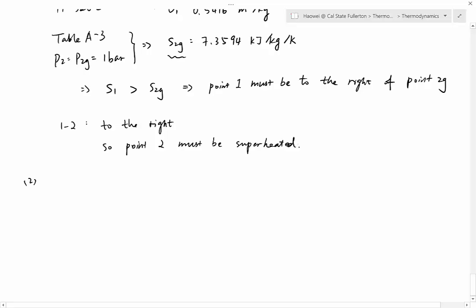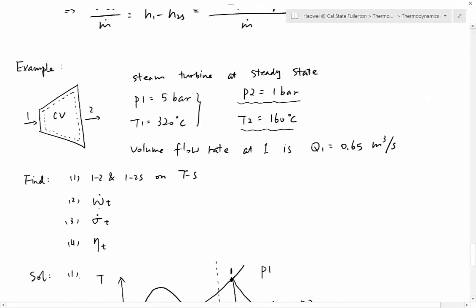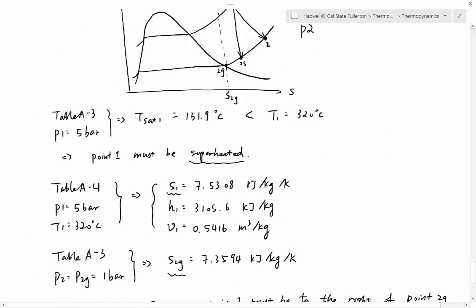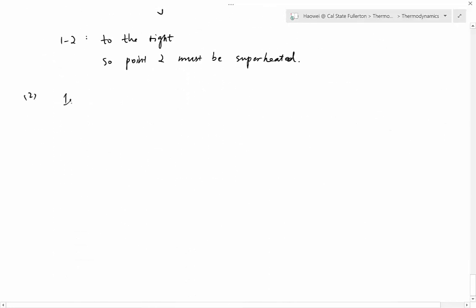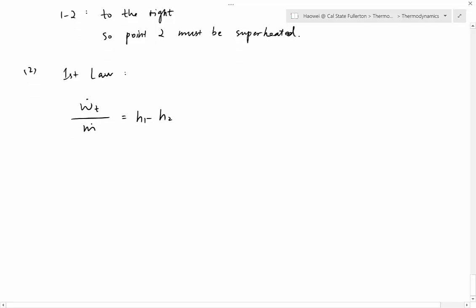And then part 2. Part 2 is to look for W dot turbine. You start from the first law. If you look for work, you start from the first law, and obviously the long version, which we already did last time. So if you remember, the solution was W dot turbine over m dot is equal to H1 minus H2. This comes from the first law. So now we're looking for W dot of the turbine. The equation becomes m dot times H1 minus H2.